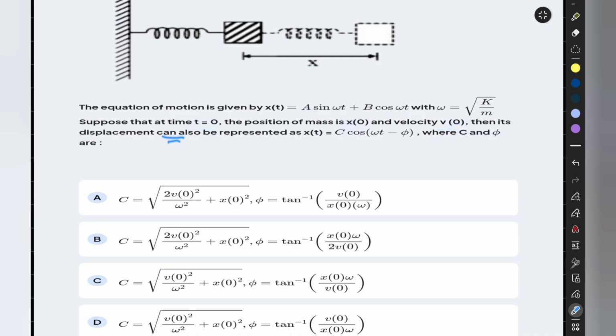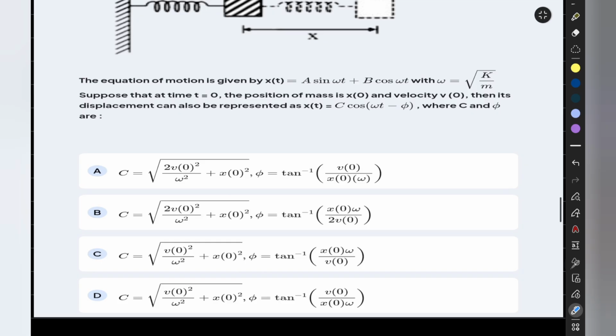Then its displacement can also be represented as x of t equals c cos of omega t minus phi. It means this will be your combined SHM equation. Now they are asking us to find the value of c and the value of phi. As we can see in the options, all these values of c and phi are in terms of x naught and v naught, that is v of 0 and x of 0. So we will need these values. Okay, let's see what we can do here.